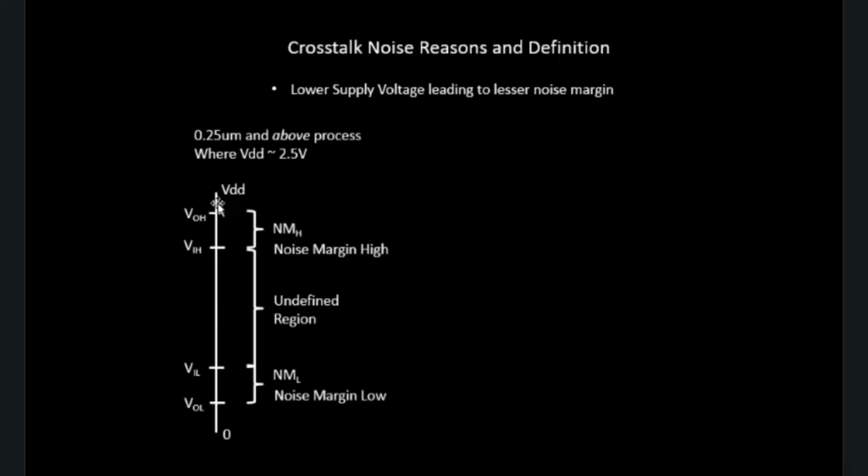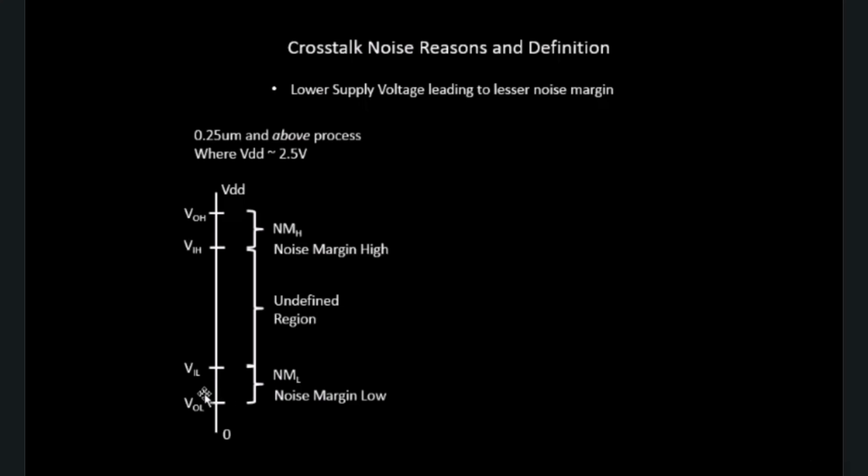What this essentially means is that any rising edge signal, if the voltage of that signal falls in this area between VIH and VOH, it is referred to as logic 1. And any signal whose voltage falls in this area between VIL and VOL is referred to as logic 0.